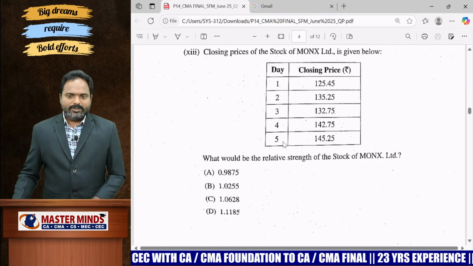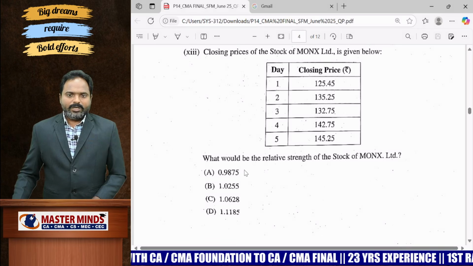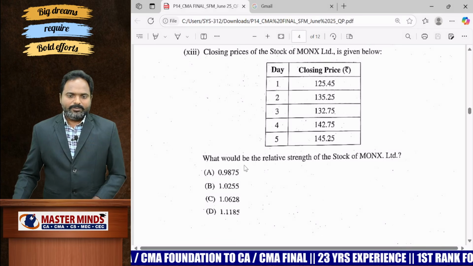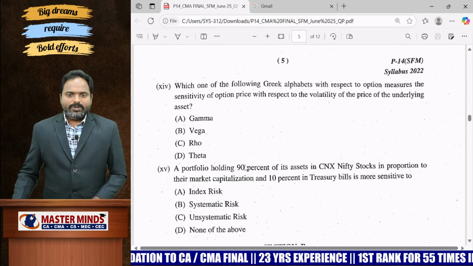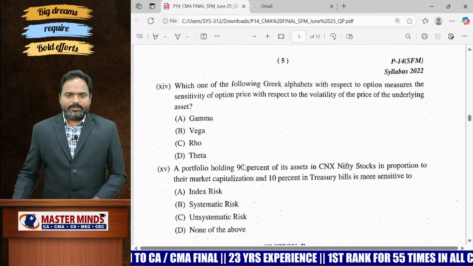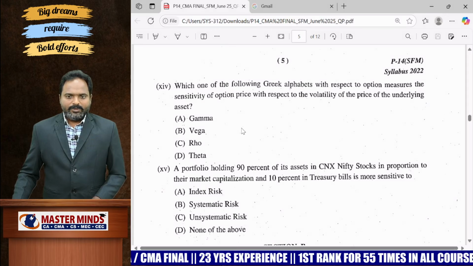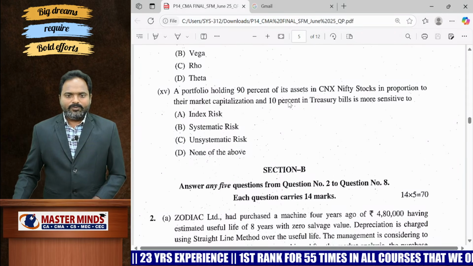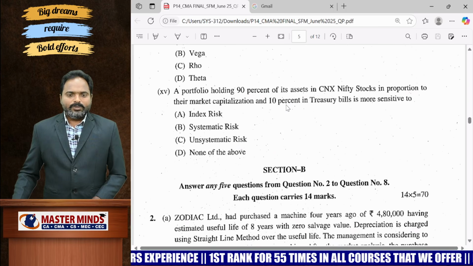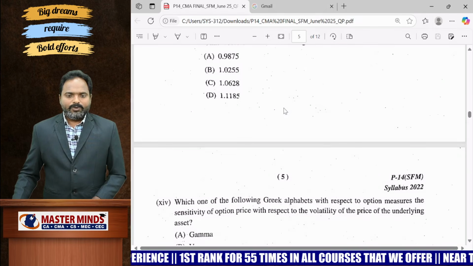But this is actually the closing prices of the stock of Monks Limited. Students cannot answer. This is a difficult MCQ. Which one of the following Greek alphabets with respect to option measures the sensitivity of the option? This is also very simple in your portfolio management, and again it is portfolio management only. So many MCQs are asked from portfolio management.